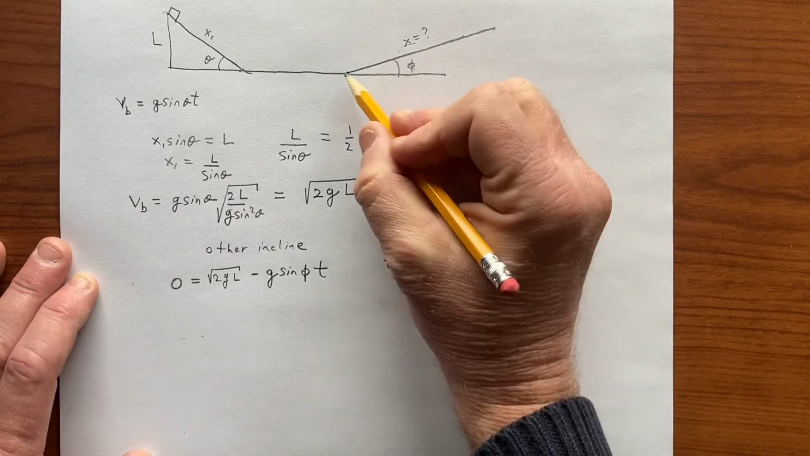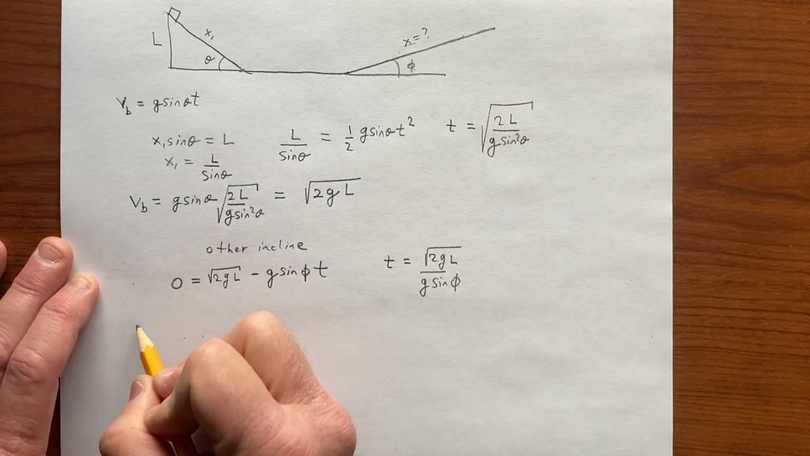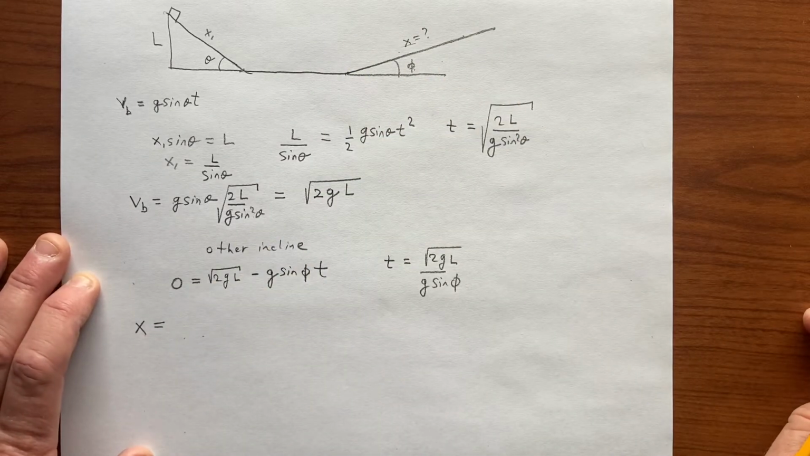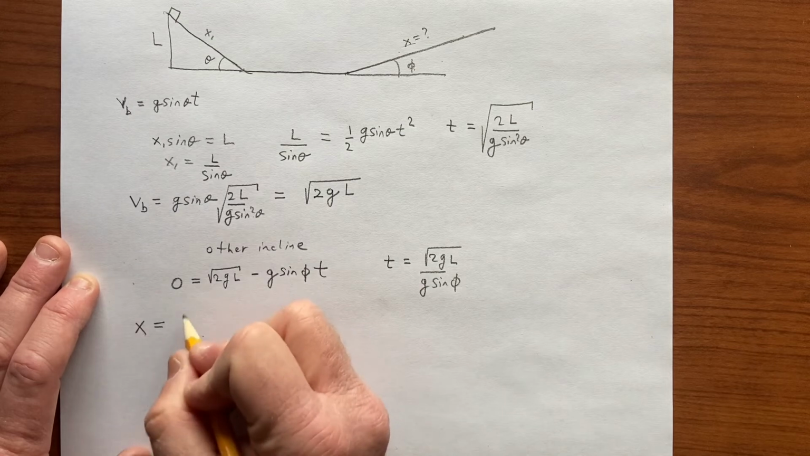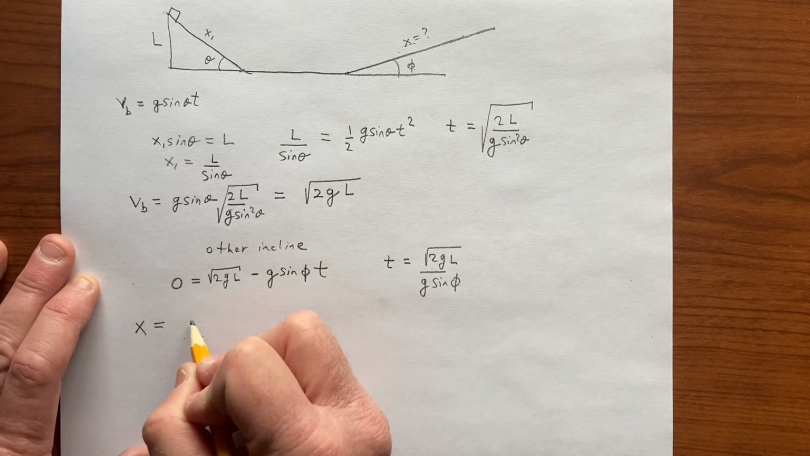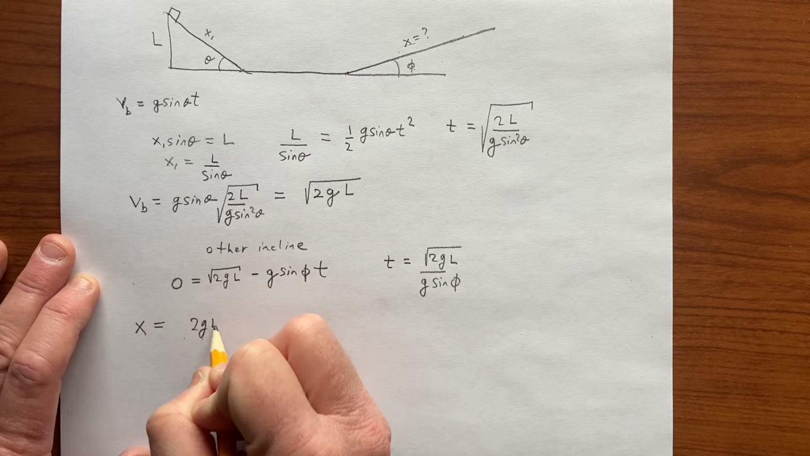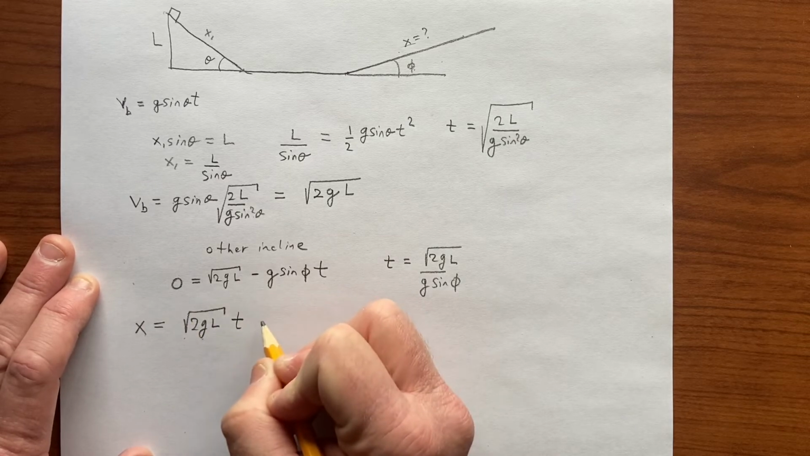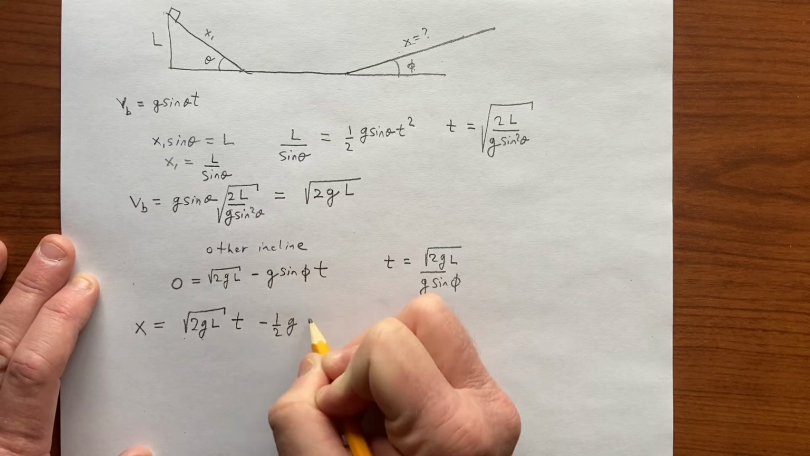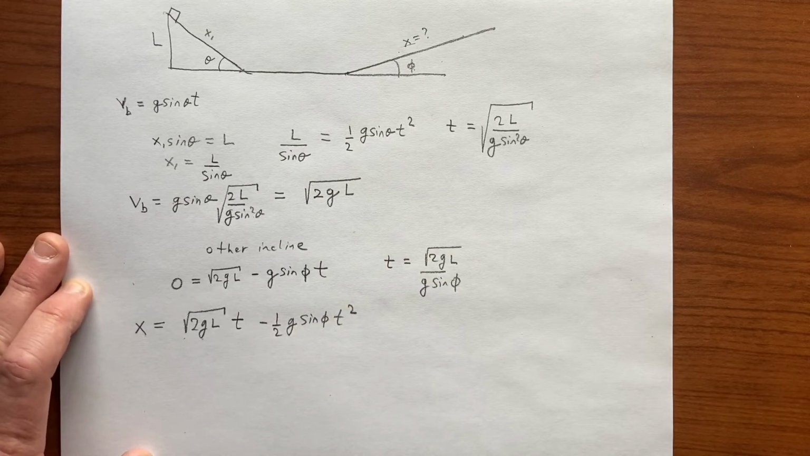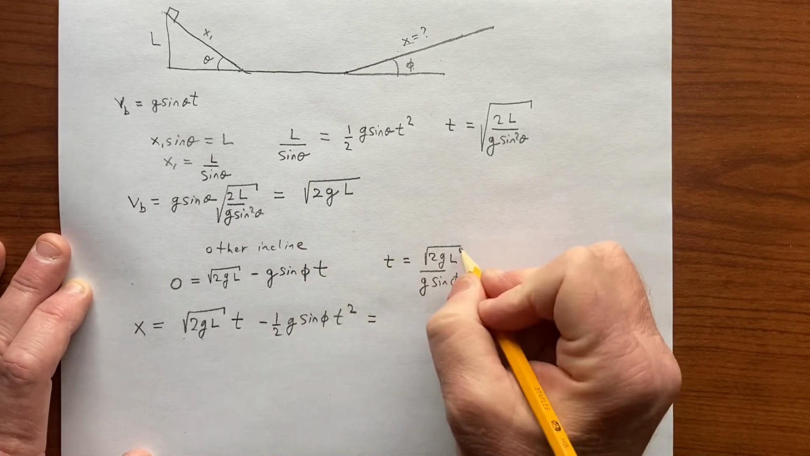and now we can figure out the distance it travels here by going to the x equation for this incline, the tilted x equation. And that is v naught t plus 1/2 ax t squared. And so the v naught is the square root of 2gL times t, the v naught t. The acceleration is negative g sine phi. We have t squared. We'll plug in our t that we have here into this.